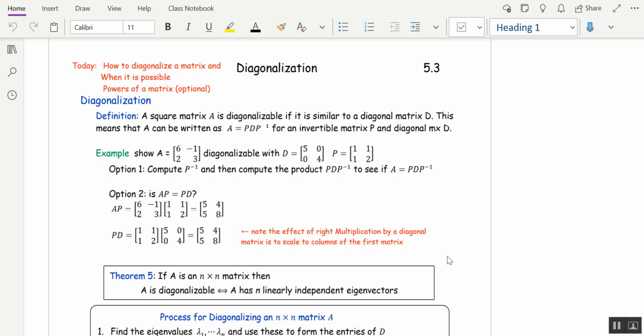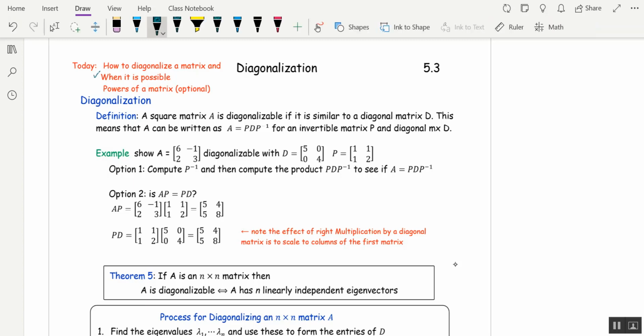Welcome to Diagonalization. Today we're going to talk about the definition of diagonalizable, when it's possible to diagonalize a matrix, and then on your own you can read about one application of diagonalization, which is to find powers of a matrix. So the definition is right here. A is diagonalizable if it's similar to a diagonal matrix. And that means it can be written like this, where P is invertible and D is diagonal.